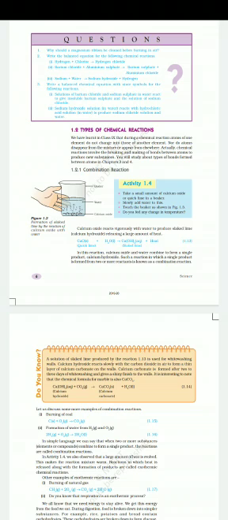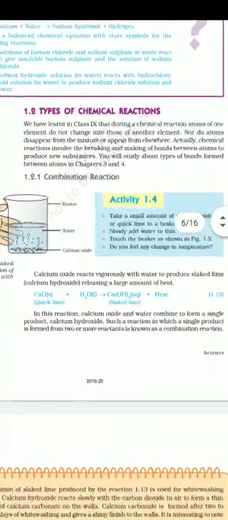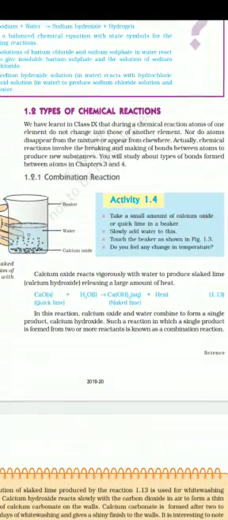Children, here we are going with discussion of types of chemical reactions. We have learned in class 9 that during chemical reactions, atoms of one element do not change into those of another element, nor do atoms disappear from the mixture or appear from elsewhere. Actually, chemical reactions involve the breaking and making of bonds. They are giving new substances.